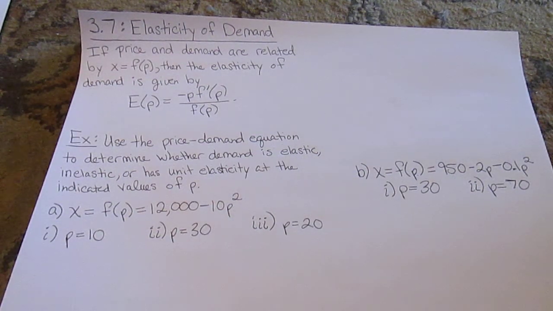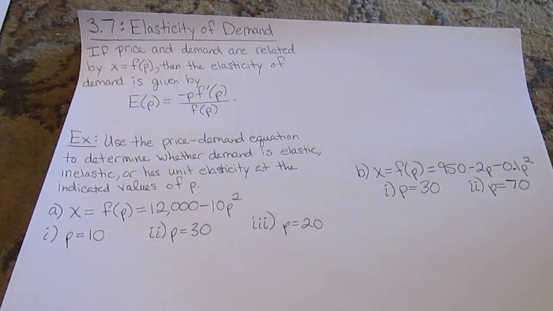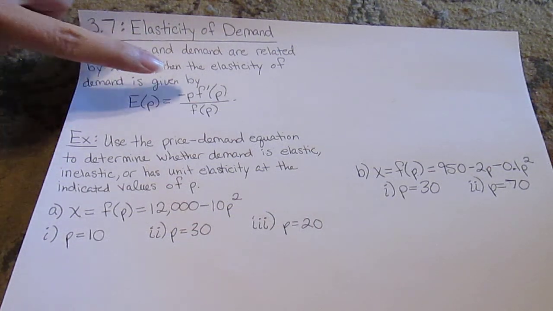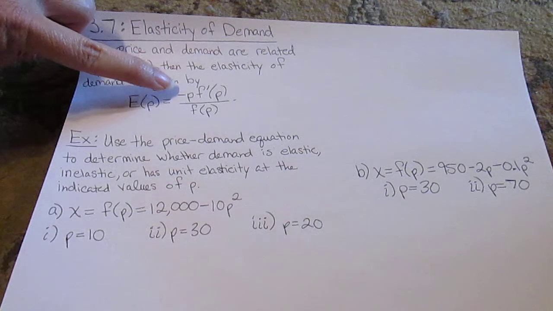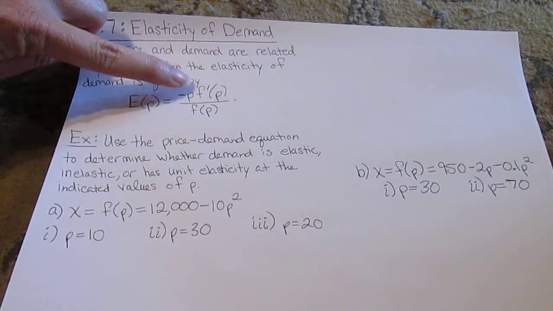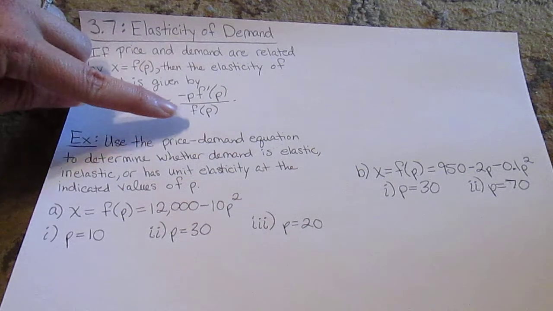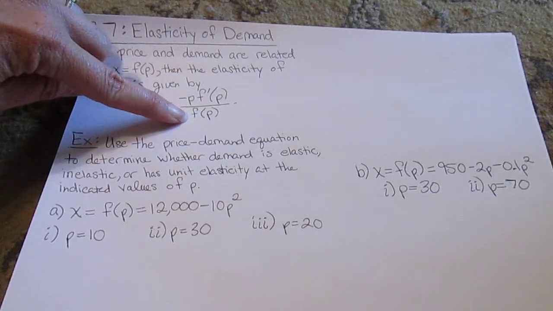3.7 is elasticity of demand. If price and demand are related by x equals f of p, then elasticity of demand is given by E of p equals negative p f prime of p all over f of p. Okay, so whenever you're working with the formula, you'll always start it off with negative p, then you'll take the derivative of the function that they gave you and divide it by the original function.